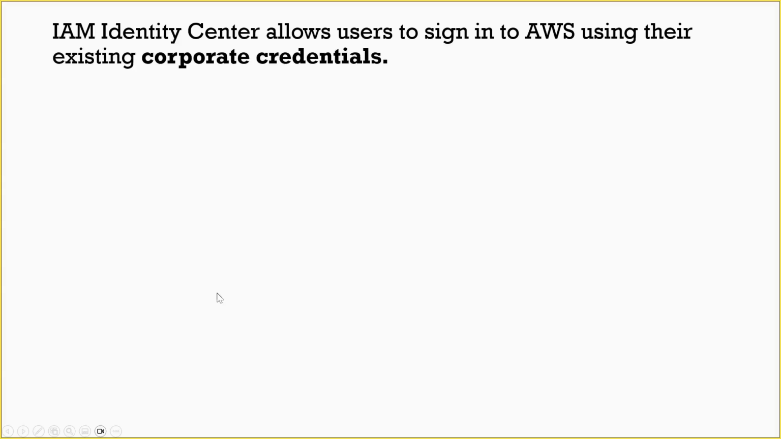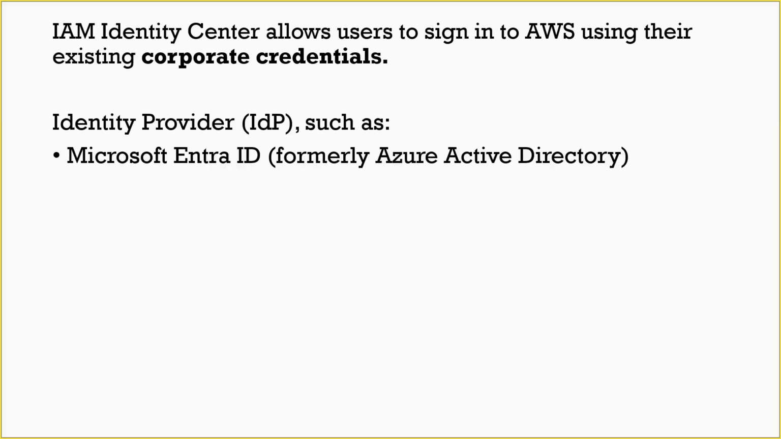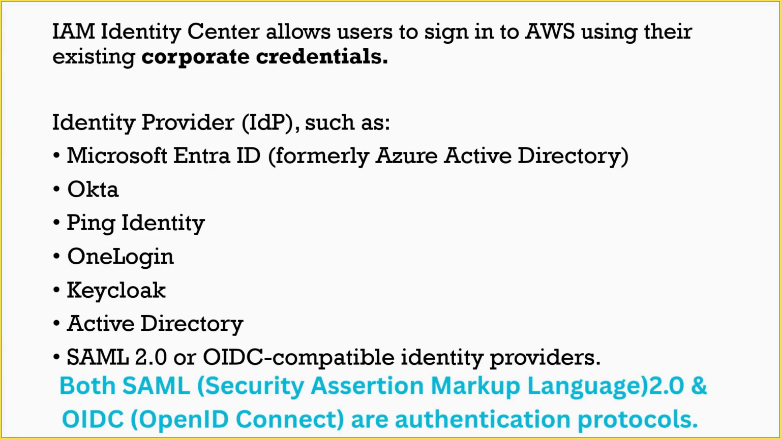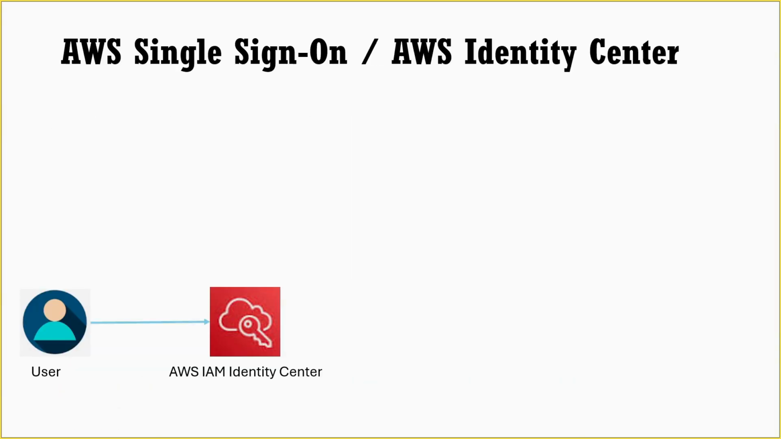Also, it allows users to sign in to AWS using their existing corporate credentials. And these corporate identities can come from an external identity provider such as Microsoft Entra ID, formerly known as Azure Active Directory, Okta, Ping Identity, OneLogin, Keycloak, Active Directory, or many other SAML 2.0 or OIDC compatible identity providers. Now let's understand the overall authentication flow.